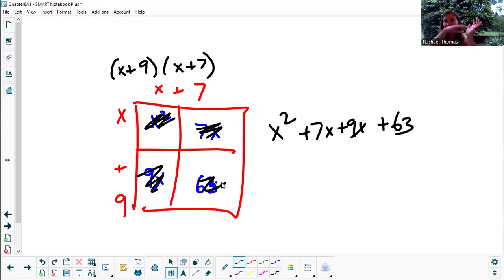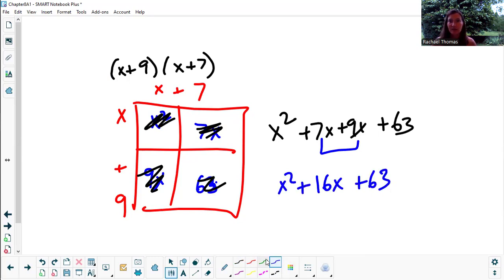Multiply to fill in the boxes, add together the stuff in the boxes. Final step is that 7 x's and 9 more x's makes 16 x's. X squared plus 16x plus 63. And again, you will notice my final term here was 9 times 7, and my middle term was 9 plus 7. Not a coincidence at all.